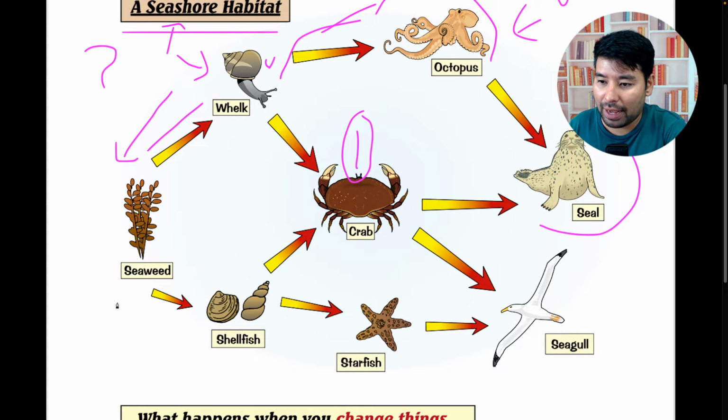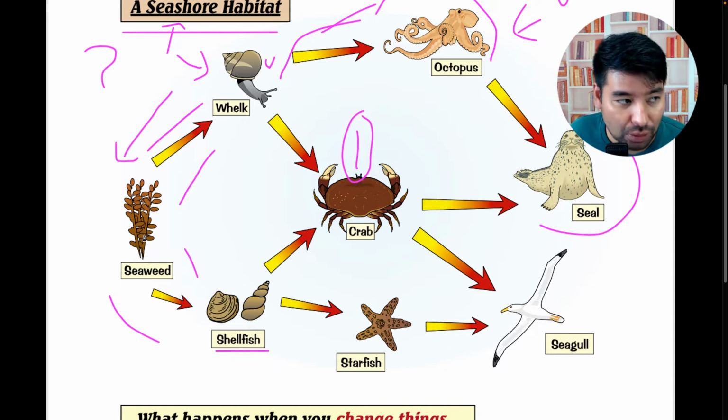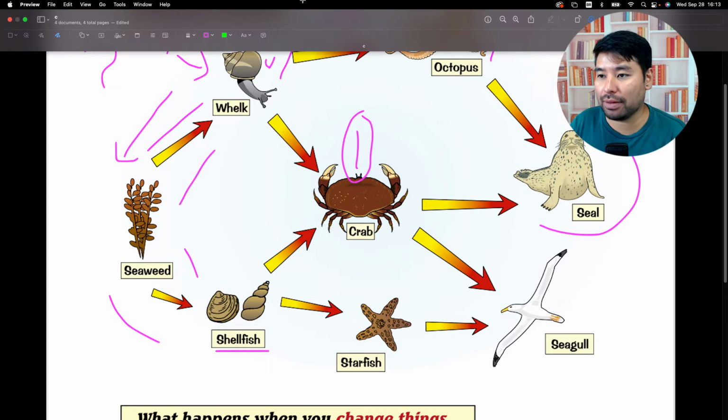Okay, and voltando, shellfish. Opa, olha que legal aqui. O seaweed é food para o whelk, só que ele também é food para o shellfish, ok? Então, não é o seaweed que eats the shellfish, but the shellfish eats the seaweed. Do you understand that? Eu vou até escrever aqui embaixo, ok?